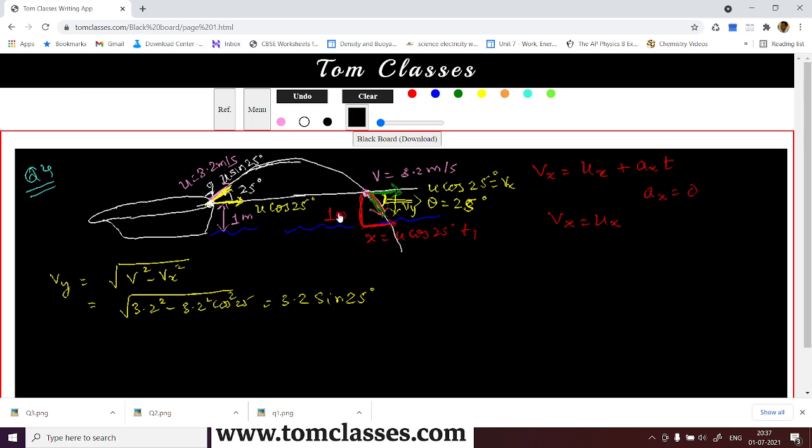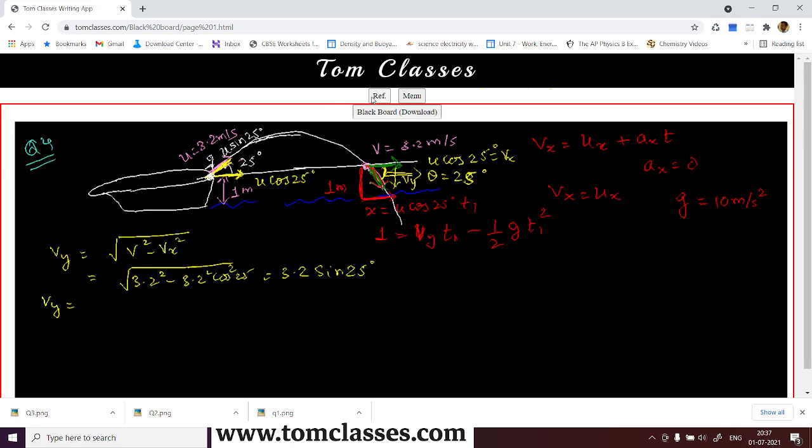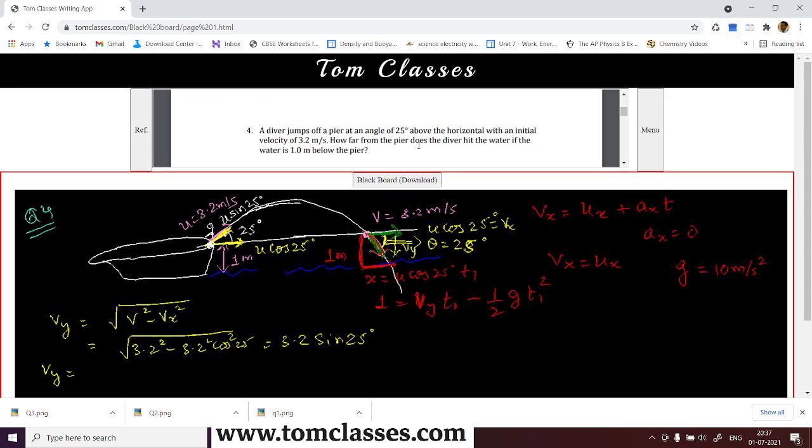Now this height as 1 meter, it is 1 equals the y component, which is 3.2 sine 25 degree, that value you can calculate, Vy into t1 minus half g t1 square. So here all components are known. If I take my g as 10 meter per second square, let's first calculate Vy. And we obviously need this time. He is interested in the distance, that's what he is asking here: how far from the pier does the diver hit the water?